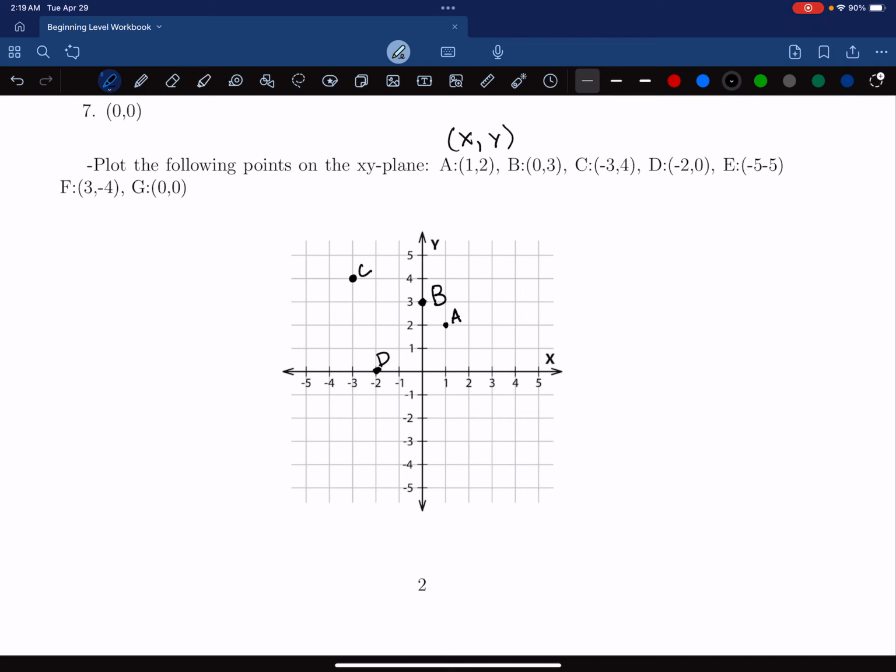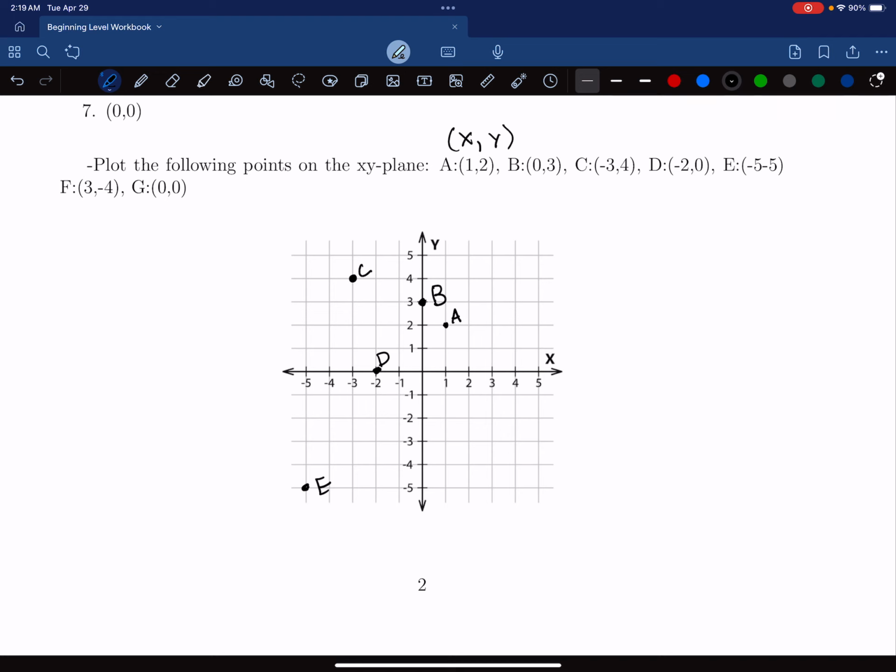Looking at point E, we have -5 and -5. So our x is -5, so we're going to go left 5, and y is also negative. Look at our y terms: negatives are below the x-axis, so we're now going to go below the x-axis here when y equals -5 and x equals -5. So this is going to be our point. And that is point E.